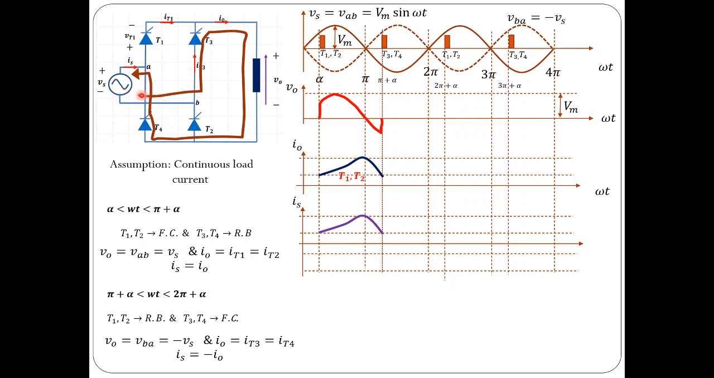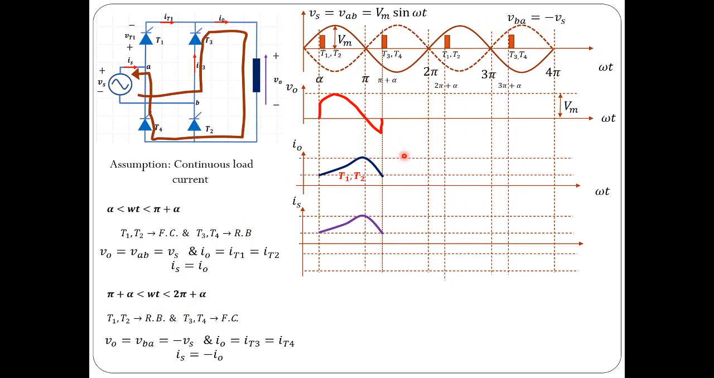During this period, apply KVL for this conducting loop, and you can see that the voltage across the load would be the same as VBA. As T3 and T4 are conducting, the voltage across them would be 0. Applying KVL for this loop, you will see that B is connected to the positive terminal of the voltage and A is connected to the negative terminal of the voltage.